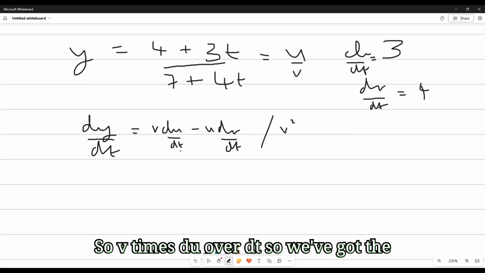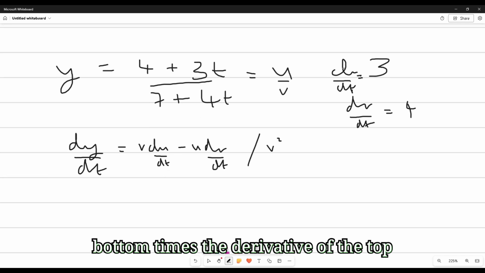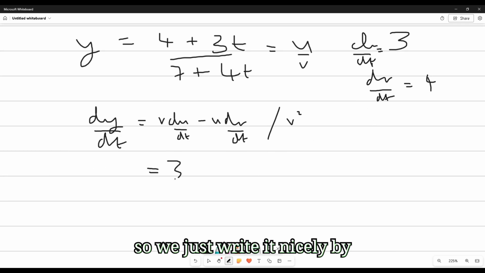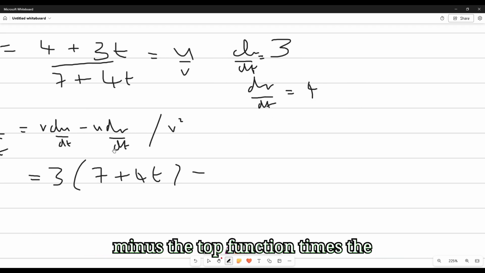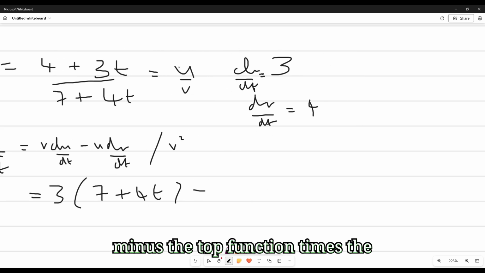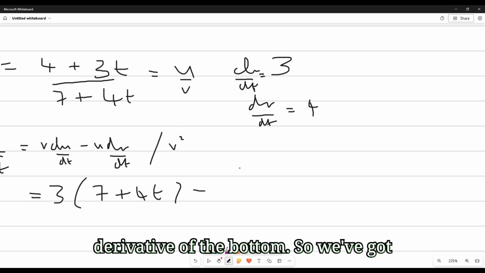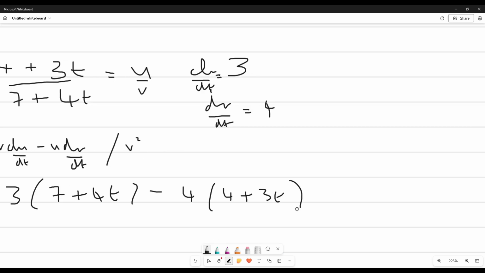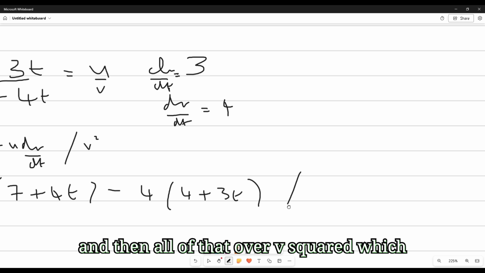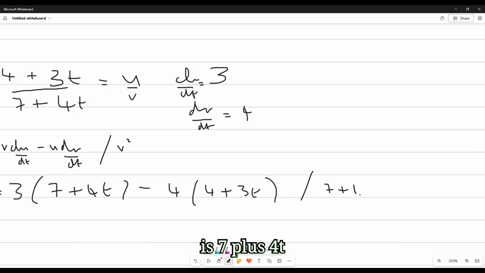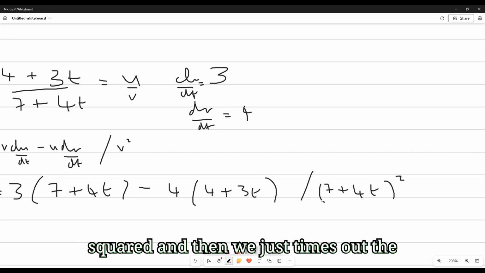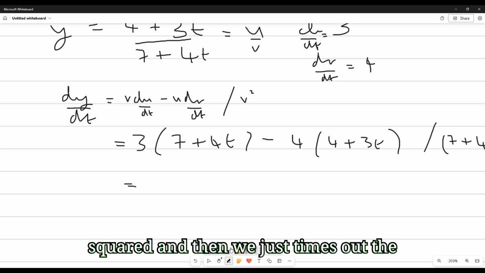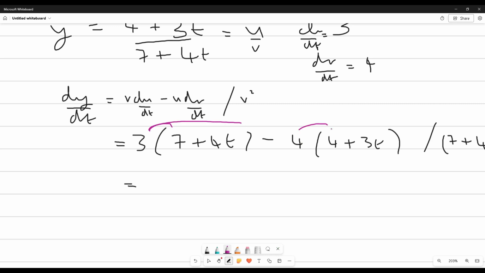So v times du over dt, so we've got the bottom times the derivative of the top. We just write it nicely by writing this one first, and then we've got minus the top function times the derivative of the bottom. So minus dv, so 4 plus 3t, and then all of that over v squared, which is 7 plus 4t squared, and then we just multiply out the brackets.